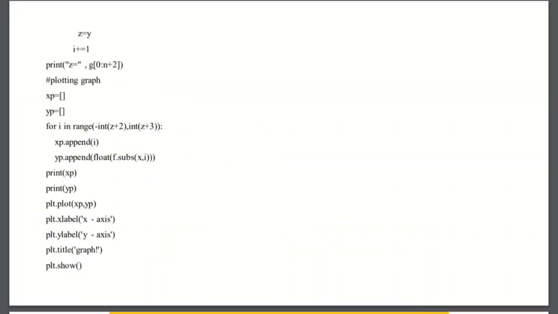And then plotting the graph. xp is the point that we choose on the x-axis and yp is the point that we choose on the y-axis. The range I took was from z plus 2 to z plus 3, and appending these values into xp and its corresponding values from f.subs(x, y) to yp, then plotting a graph between xp and yp with a label graph. It gives the functional graph of the given function.